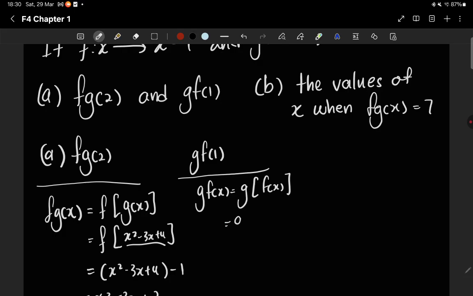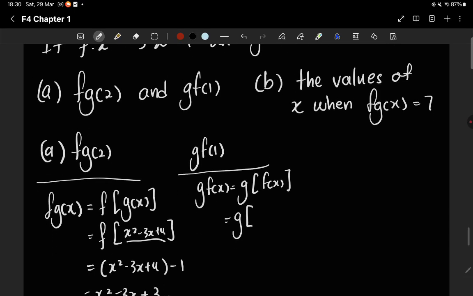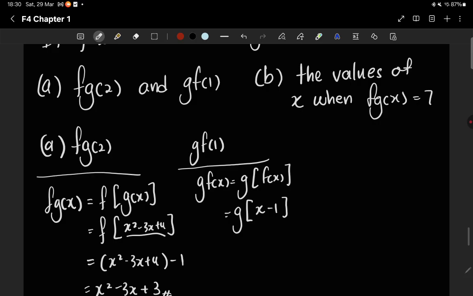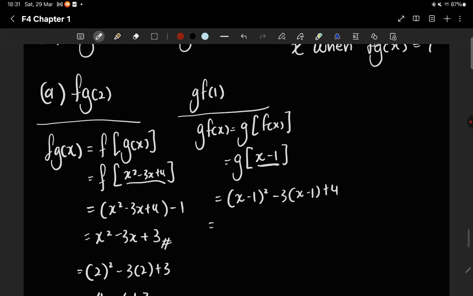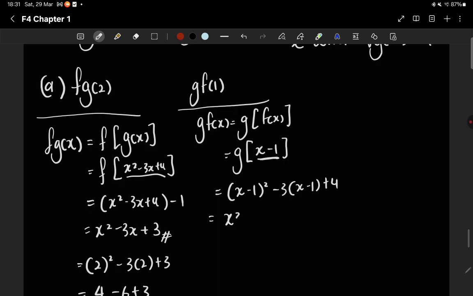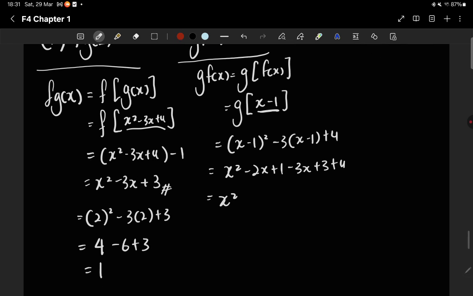Okay, so just sub the function inside f of x, and take this x minus 1 as the x value of g and sub it inside the function. (x minus 1) squared minus 3(x minus 1) plus 4. And we can expand this and rewrite it one more time.